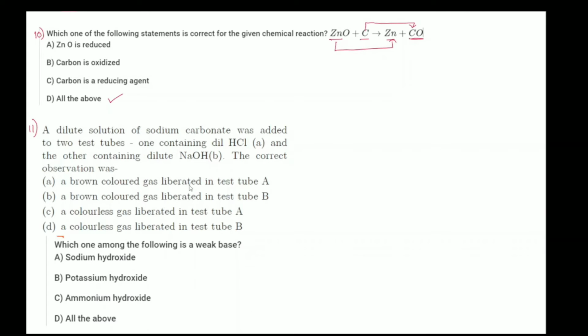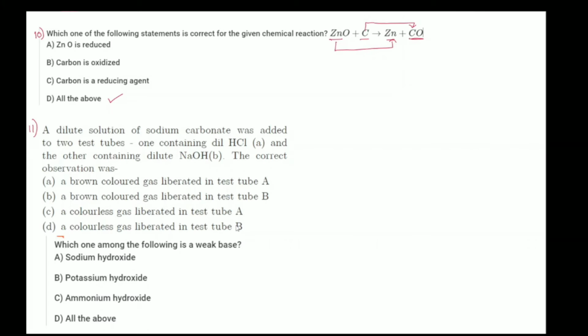A brown color gas liberated in the test tube. A brown color gas liberated in test tube B. First one is brown color gas liberated in test tube A. Other one is brown color gas liberated in test tube B. A colorless gas liberated in test tube A. Colorless gas liberated in test tube B.